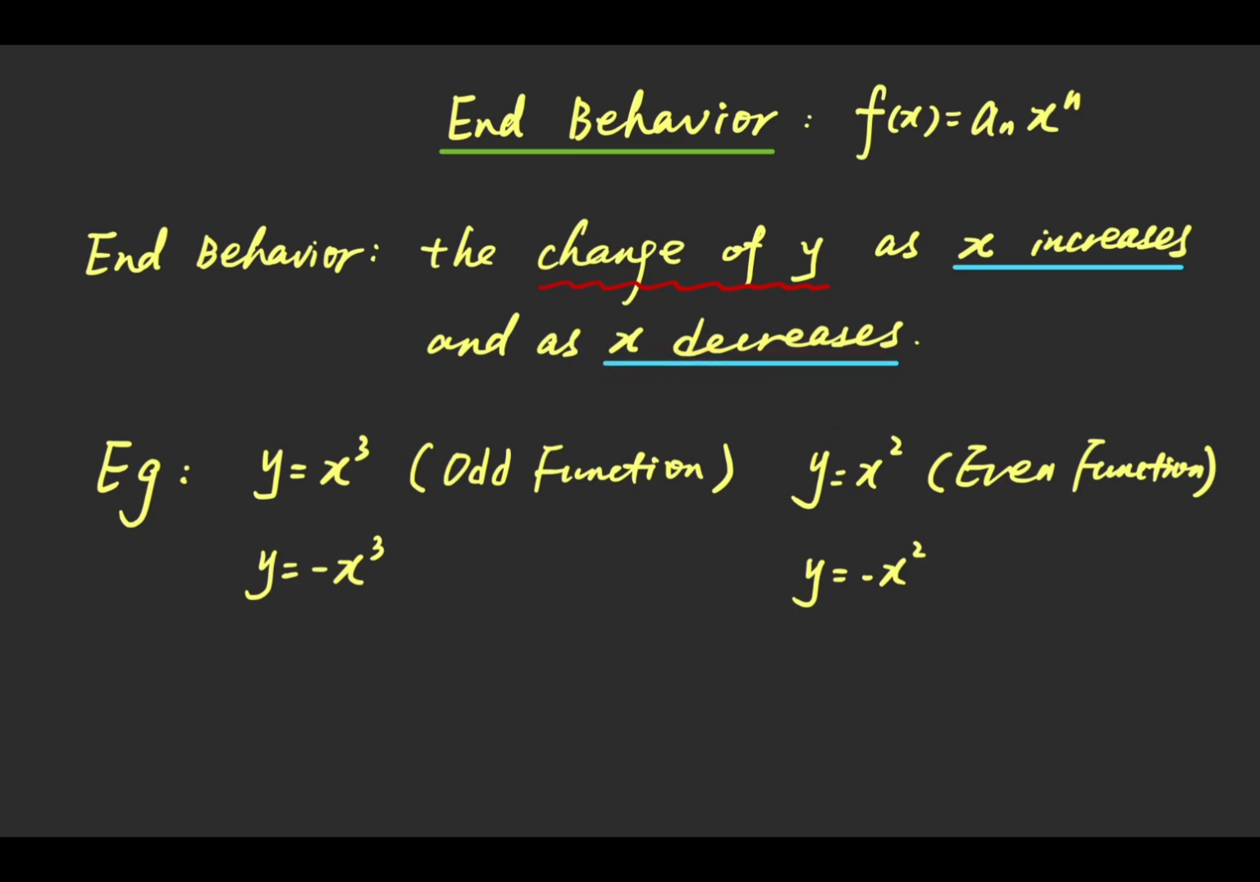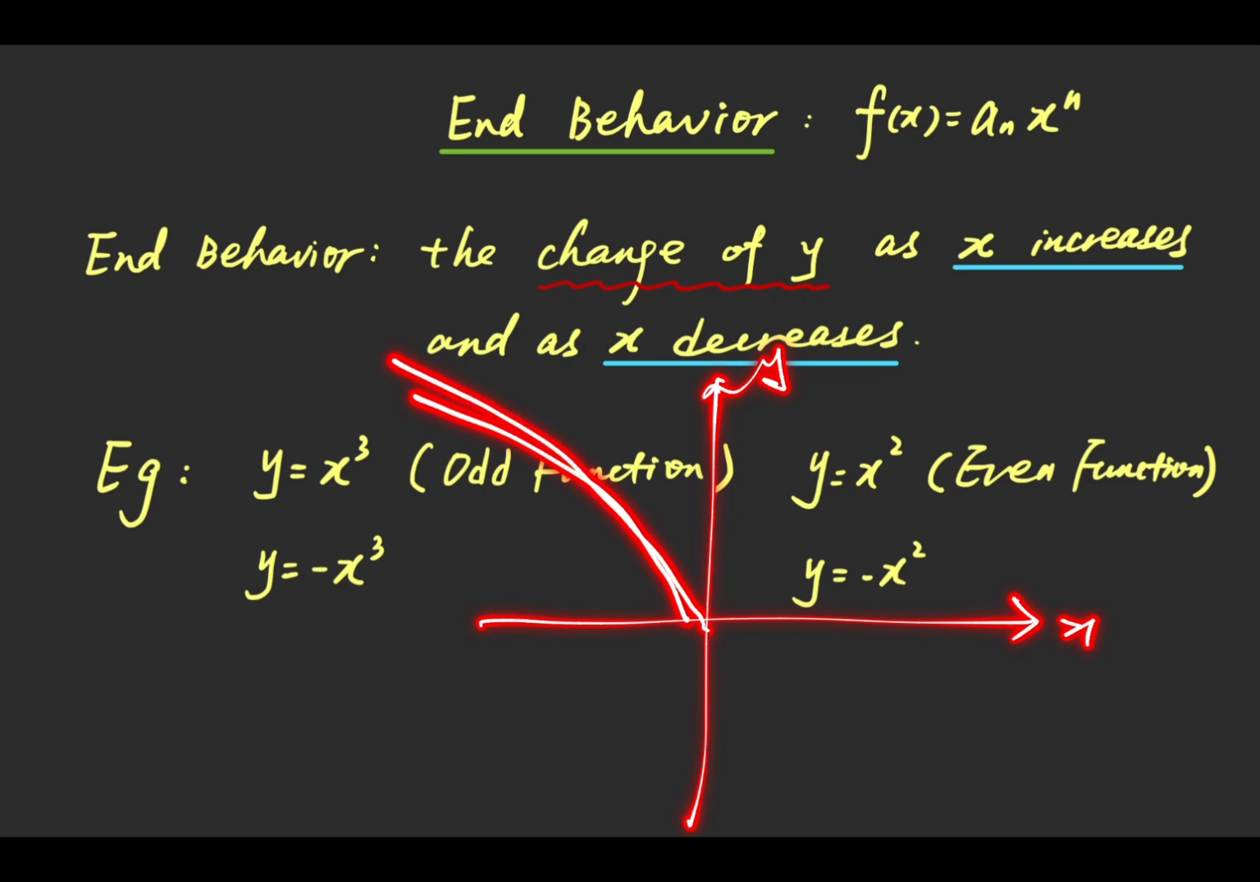x decreases. For this situation, if the graph is here, we say from point A to point B, x decreases. What is the change of y? ya is here, yb is here. Obviously, y increases. So we say x decreases, y increases. This is the end behavior of this graph.